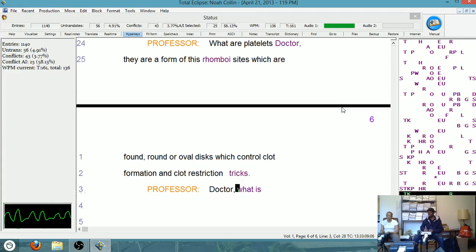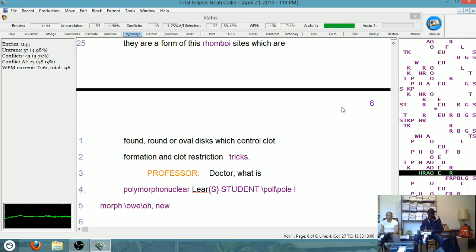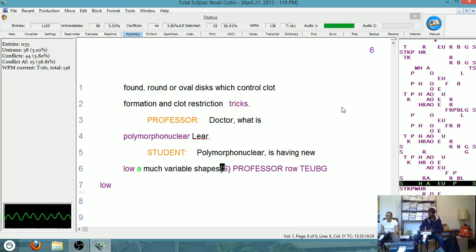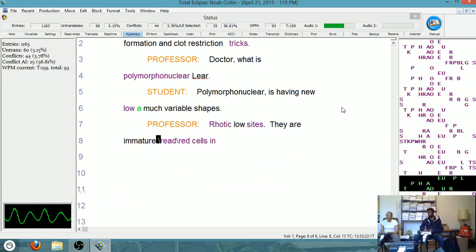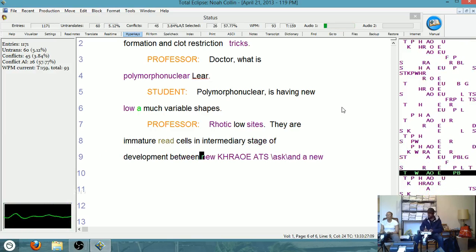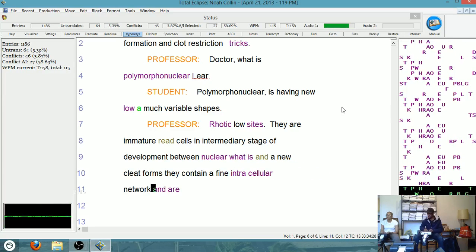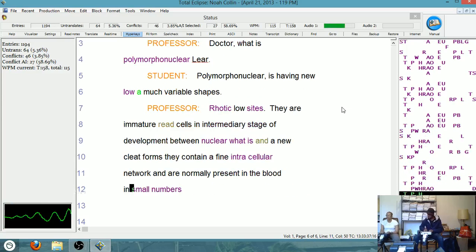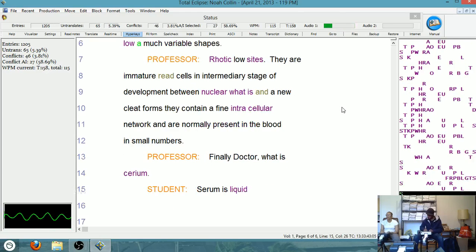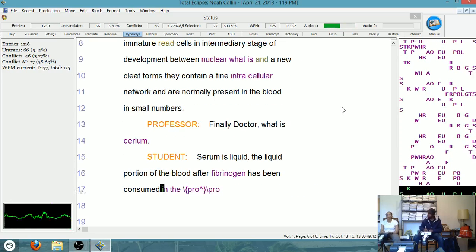Doctor, what is polymorphonuclear? Polymorphonuclear is having nuclei of variable shapes. And reticulocytes? Reticulocytes are immature red cells in intermediary stage of development between nucleate and anucleate forms. They contain a fine intracellular network and are normally present in the blood in small numbers. Finally, Doctor, what is serum? Serum is the liquid portion of the blood after fibrinogen has been consumed in the process of clotting.